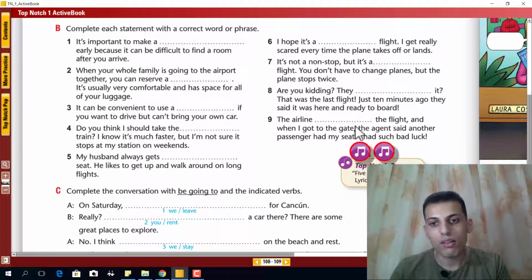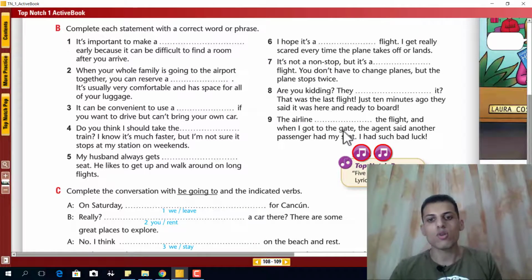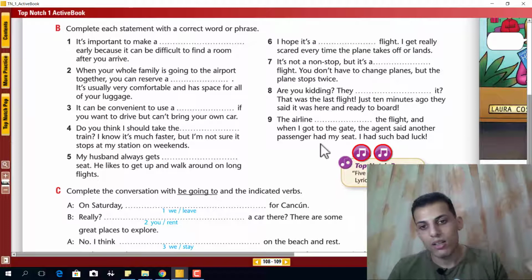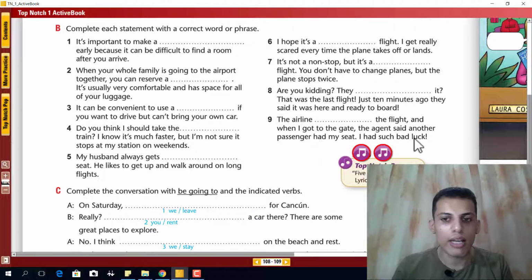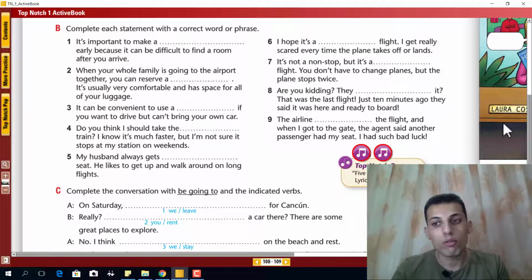The airline, the flight, and when I got to the gate, the agent said another passenger had my seat. I had such bad luck. So the airline overbooked the flight. So when I got to the gate, the agent said another passenger had my seat. Another passenger took my place. So I had such bad luck. So it was overbooked. Okay.